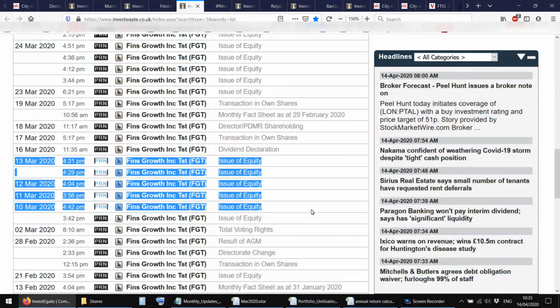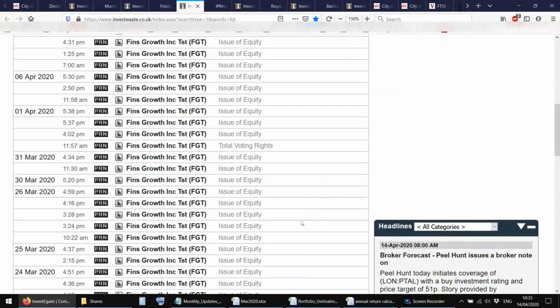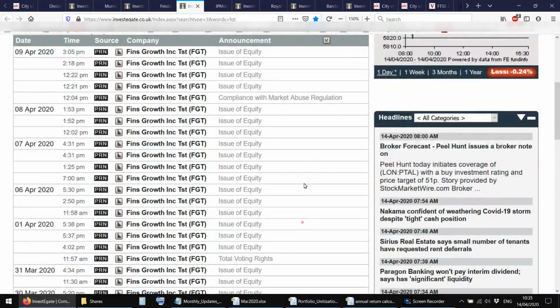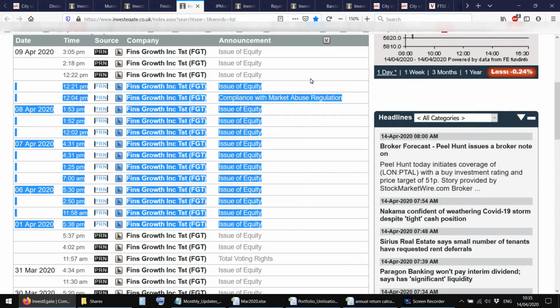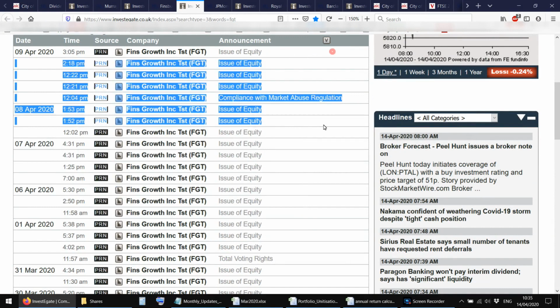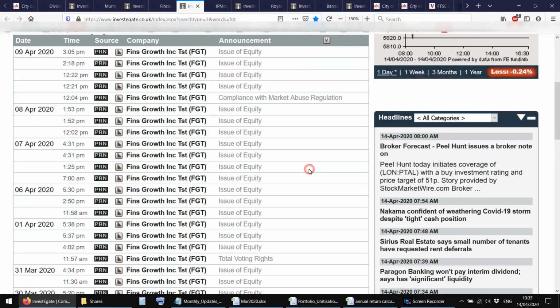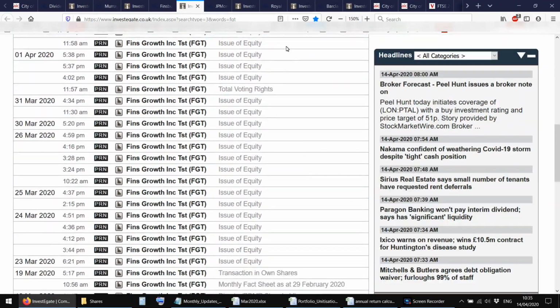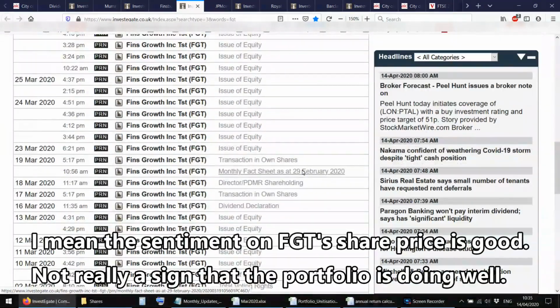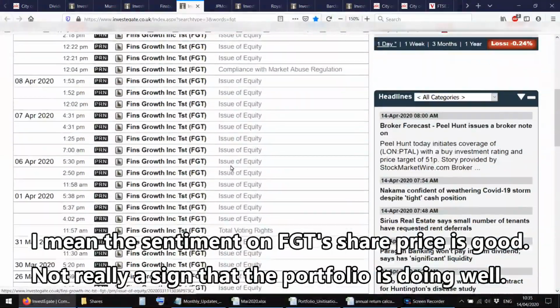But then they've had a lot more issues of equity, which is normally a sign that the share price is higher than the net asset value. So by issuing shares, they're kind of making us money, really, by selling shares at a higher price than the net asset value they can purchase their underlying portfolio at. It's just a sign that Finsbury's doing well compared to the rest of it.